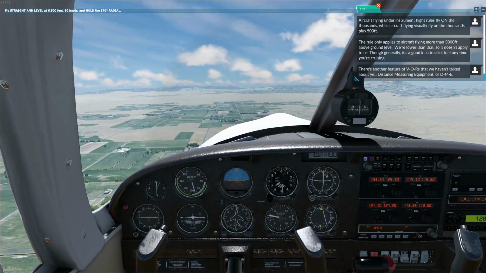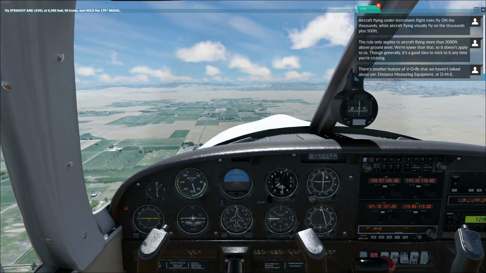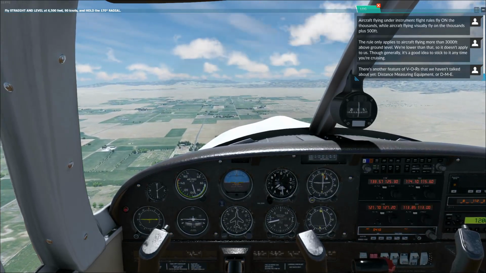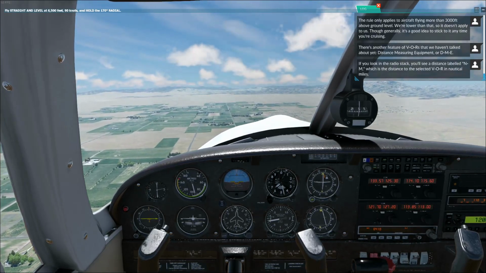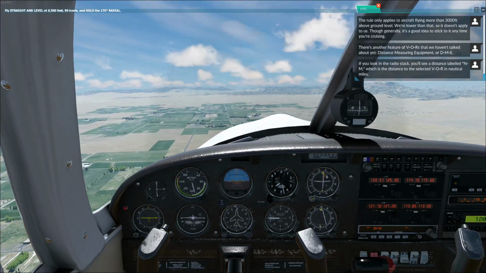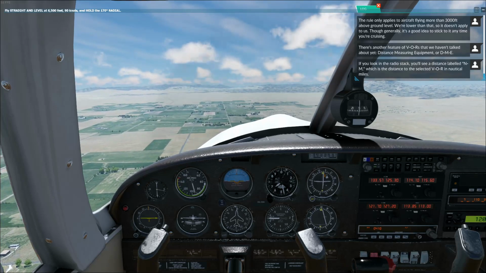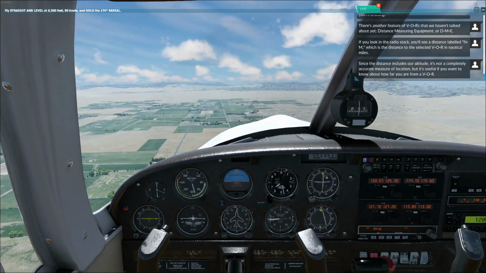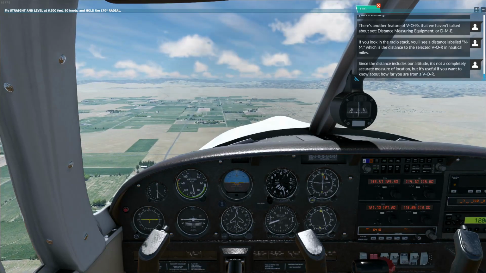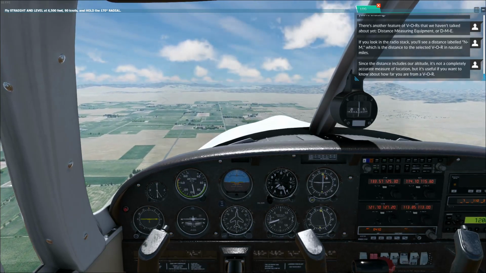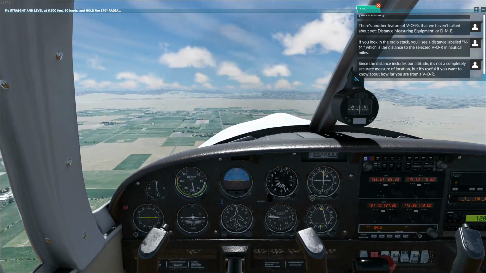Feature of VORs that we haven't talked about yet: Distance Measuring Equipment, or DME. If you look in the radio stack, you'll see a distance labeled NM, which is the distance to the selected VOR in nautical miles. Since the distance includes our altitude, it's not a completely accurate measure of location, but it's useful if you want to know about how far you are from a VOR.